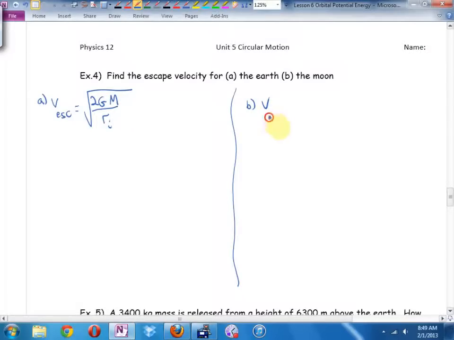This is going to be for the Moon, big G times mass of the Moon over radius of the Moon. And this is going to be mass of the Earth over radius of the Earth. Which one would have a smaller escape velocity, do you think? Yeah, the Moon. Why? Well, less gravitational force, so it should have a smaller escape velocity.